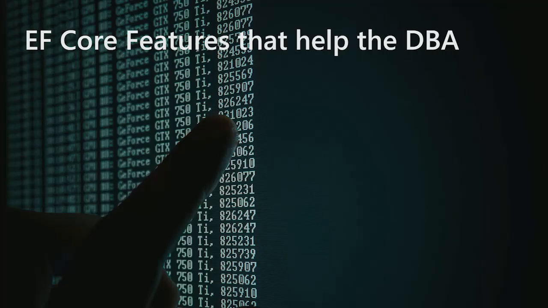Okay, so I have some EF Core features I want you guys to know about. Some will help you as a DBA, and some you can go back and tell your development team about, that will make you look very smart. I want you to look smart in front of your developers, so they'll take you out for beers and buy you lunch and all that good stuff.